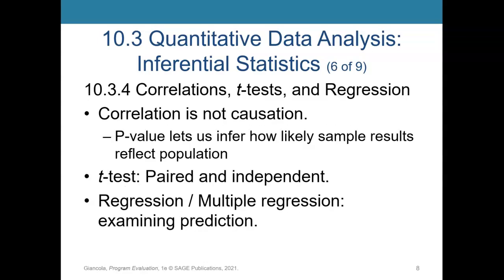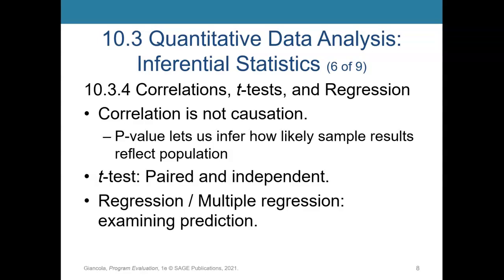So correlation statistics themselves are descriptive, but when we pair them with a hypothesis test with a p-value, we can now infer how likely our sample results reflect our actual population. The correlation tells us that there's this relationship here, and the p-value can help us understand how likely that relationship is to actually exist in the true population, not just in our little sample of data.